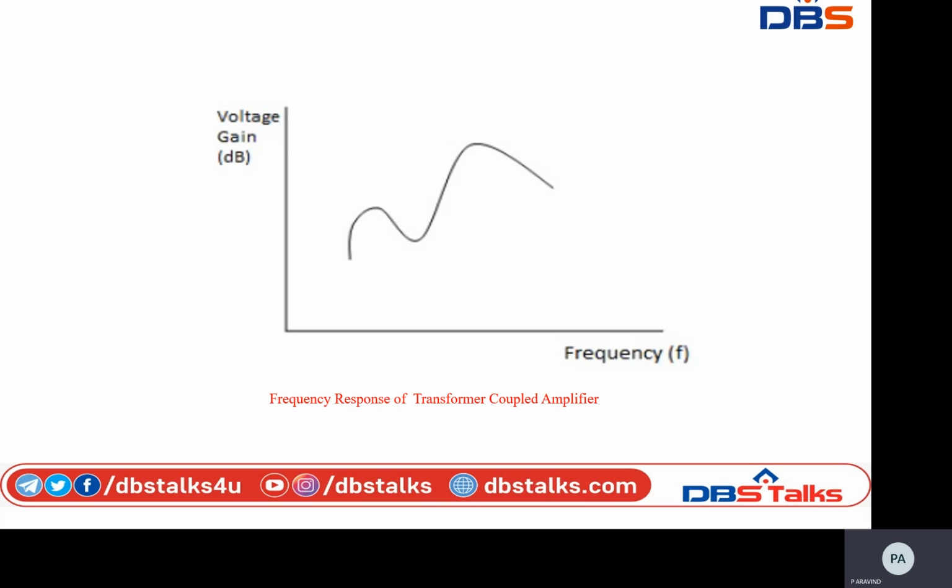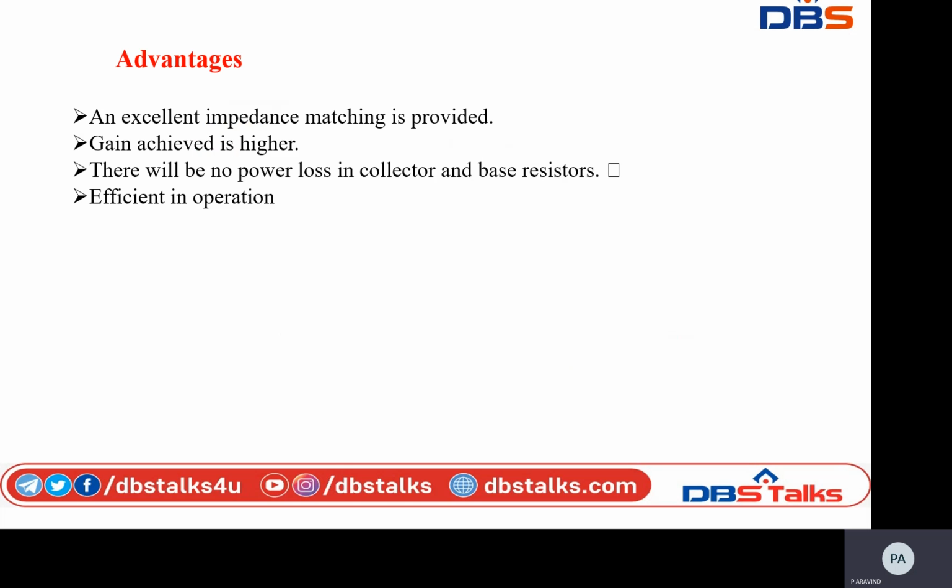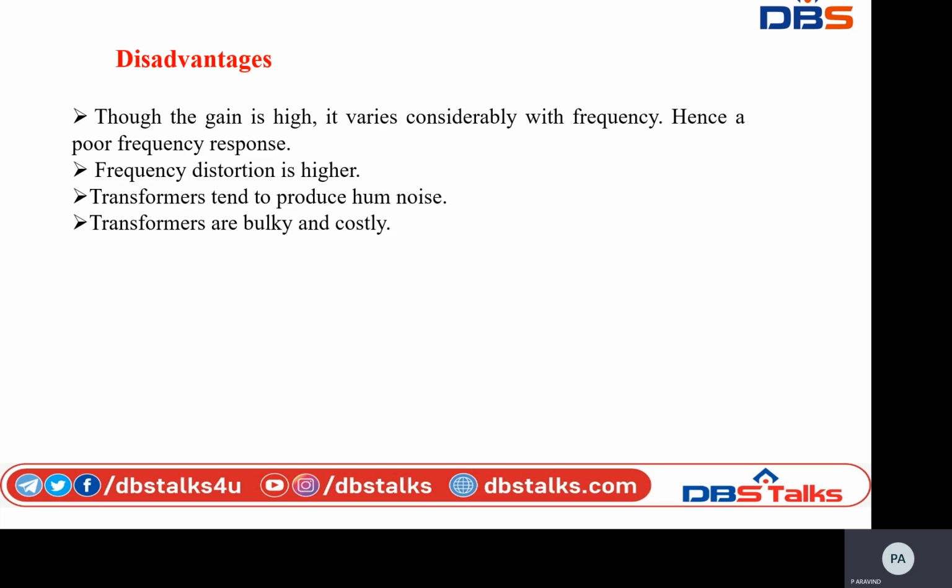Coming to the advantages, an excellent impedance matching is provided in transformer coupled amplifier. The gain achieved is higher. There will be no power loss in collector and base resistors. And the operation is efficient. Coming to disadvantages, even though the gain is high, it varies considerably with frequency.